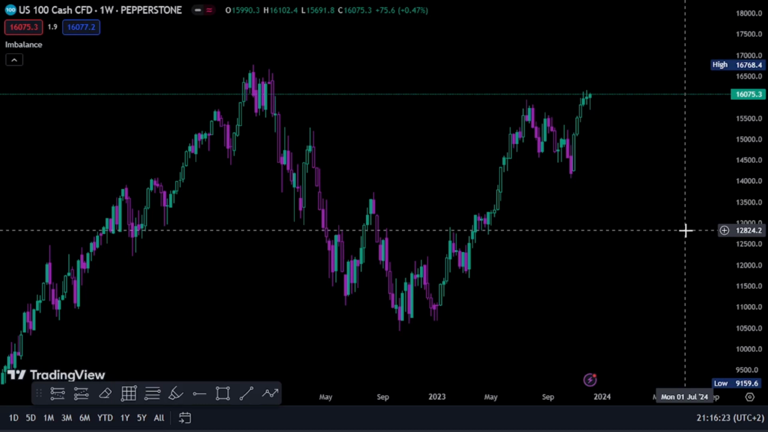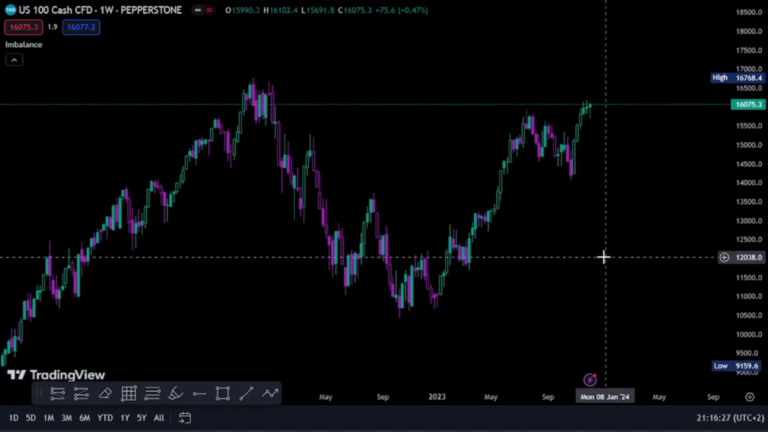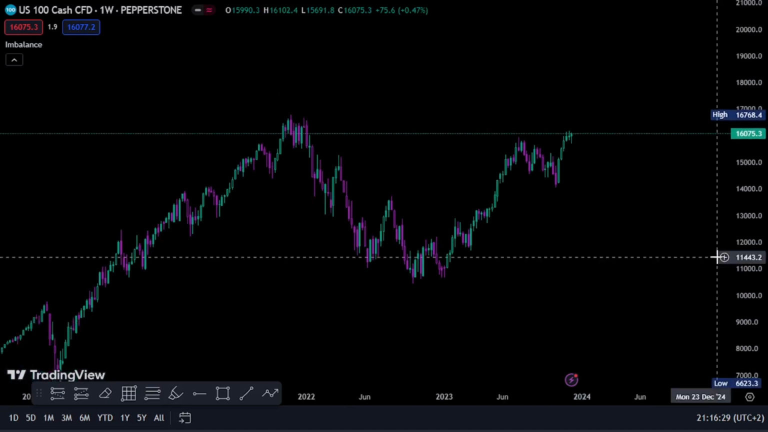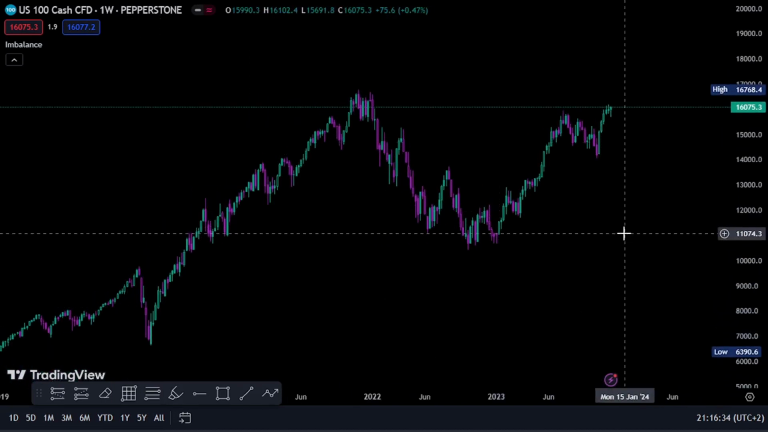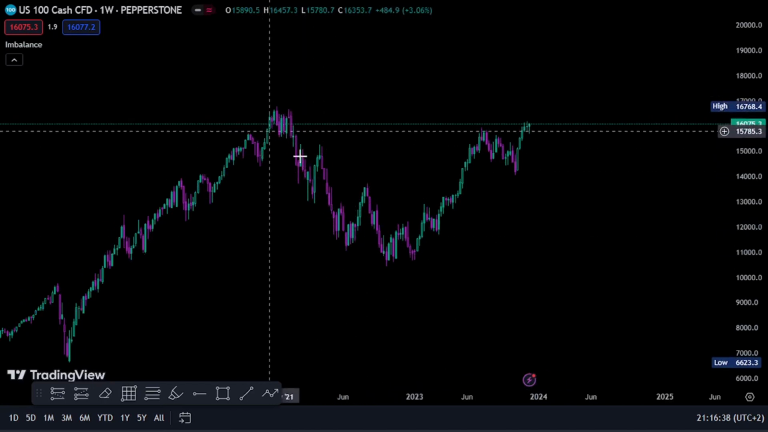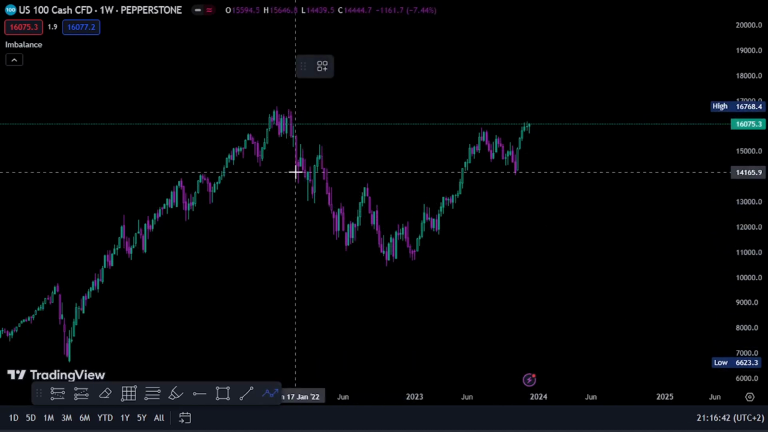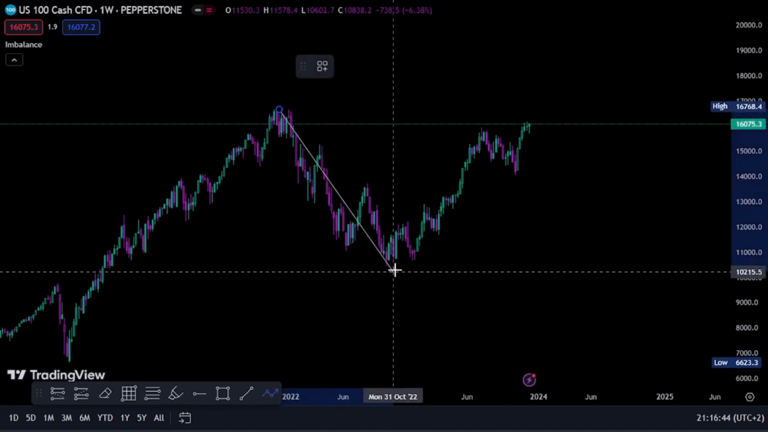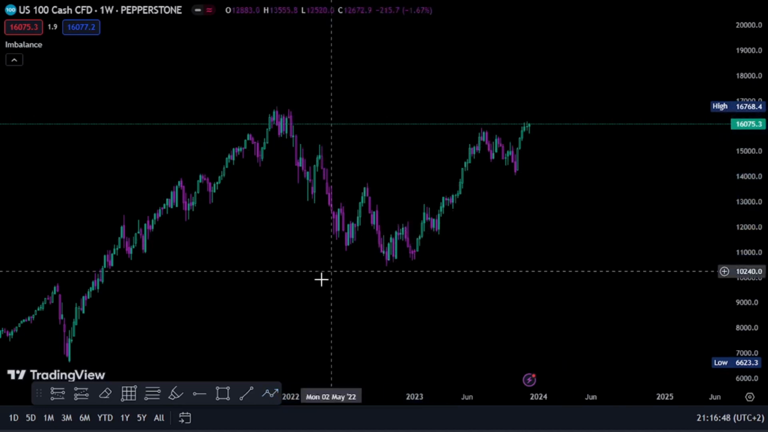So, today we will be analyzing Nasdaq, right? We're on the weekly time frame. As you can see, the market is bullish, and then now the market came back here, and then the market was bearish from this high to this low, right? And then now the market has turned bullish.